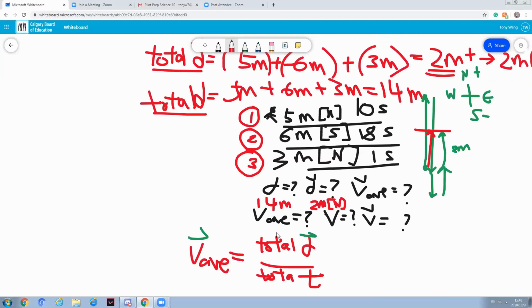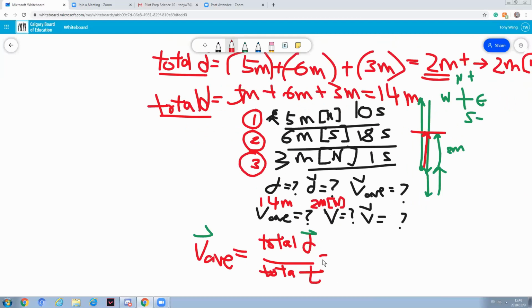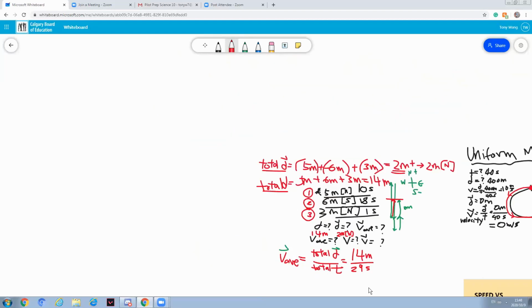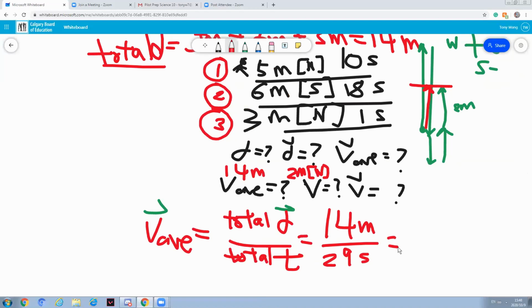So first of all, the total distance was 14 meters. So we do 14 meters divided by 29 seconds. Yeah, 29 seconds. So for total time, you just add up all the seconds. Okay, so now doing this, you can find the average speed. We're doing speed right now. So what would his average speed be to the correct significant digit?